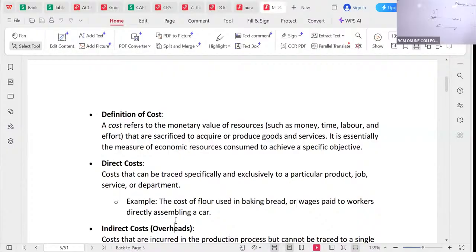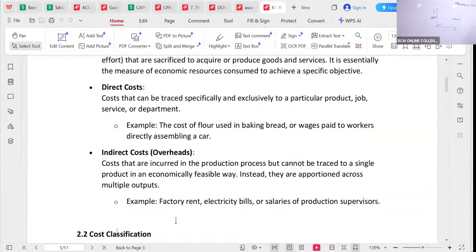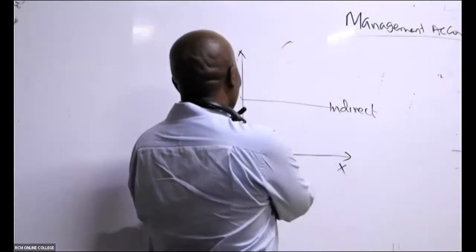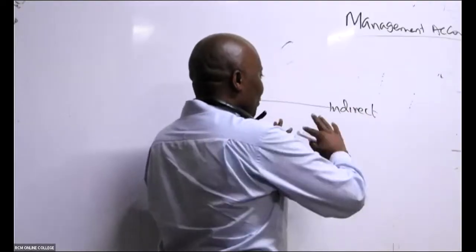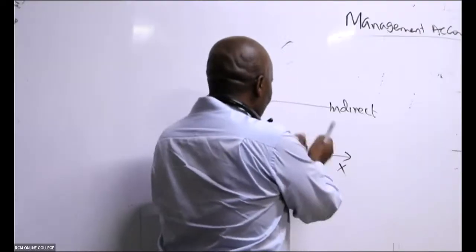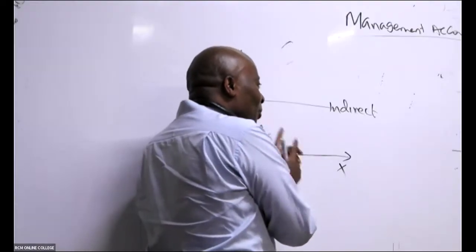These are costs that are incurred in the production process, but cannot be traced to a single product in an economically feasible way. Instead, they are apportioned across multiple outputs. So in this case, for example, the rent that we pay here, if you're paying this rent of 20,000, you can't say that this 20,000 was paid by this student. You guys are able to put together this money in the form of school fees. And then from that particular bucket, we want to pay what here? But there are expenses for sure that we shall be able to trace to you.